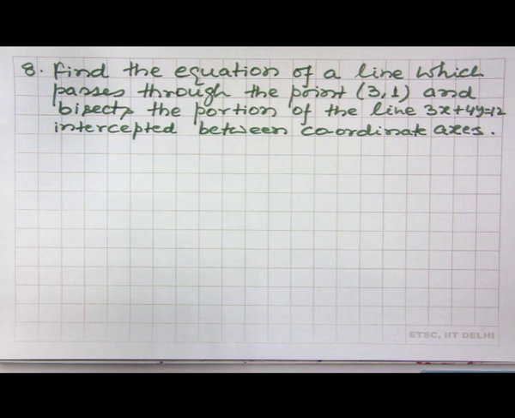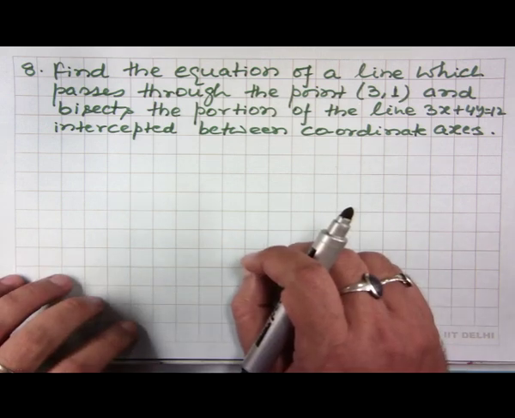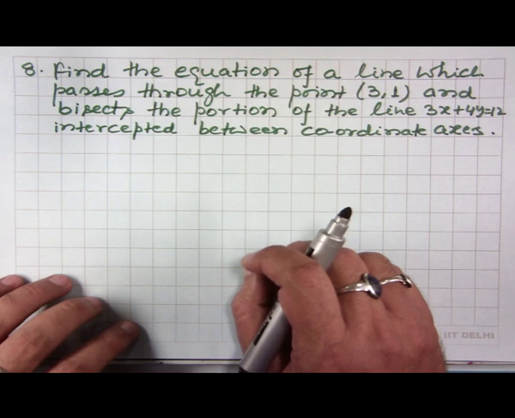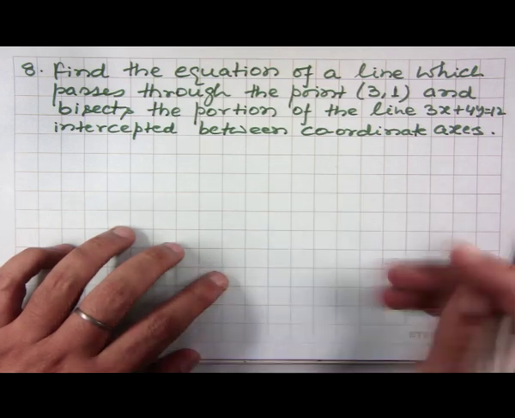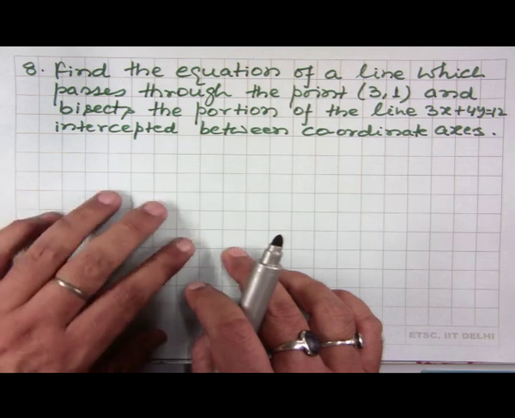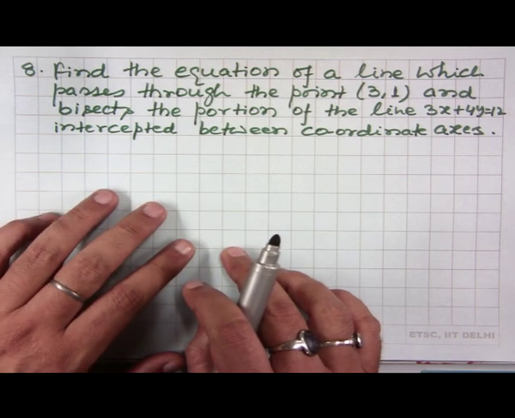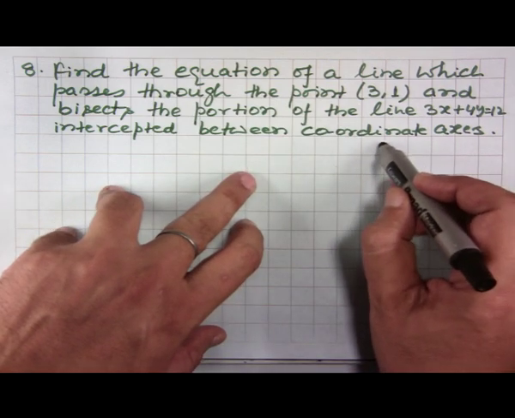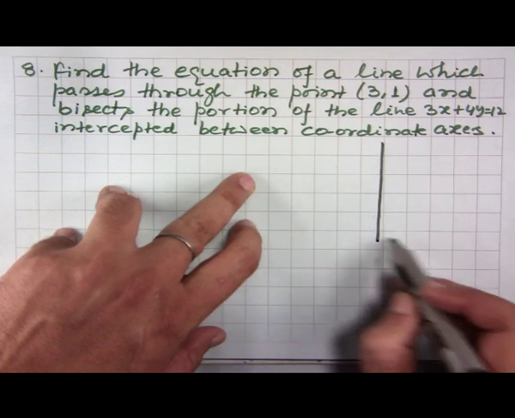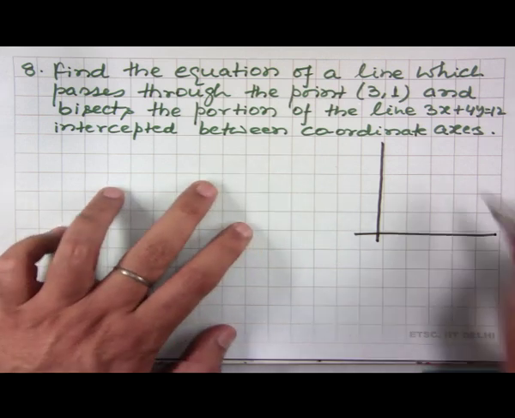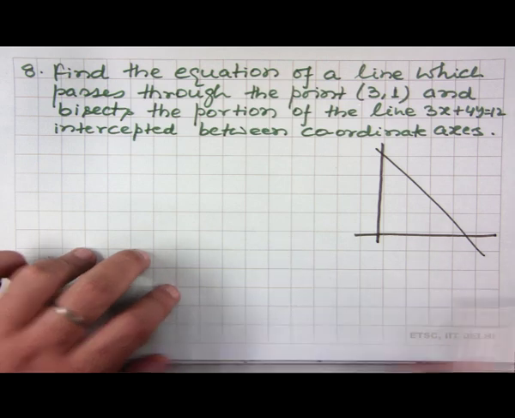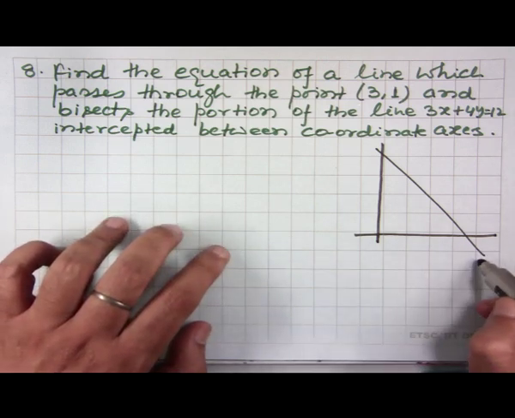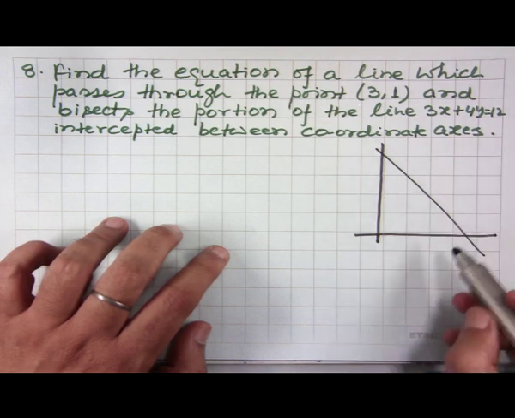Now find the equation of the line which passes through the point (3,1) and bisects the portion of the line 3x + 4y = 12 intercepted between the coordinate axes. So we have to find the equation of the line which passes through the point (3,1) and bisects the portion of the line. This line is 3x + 4y = 12.